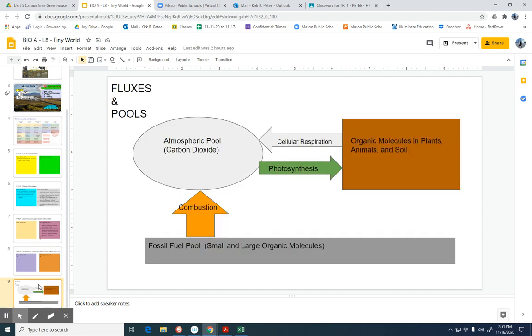First thing we discussed was what fluxes are and what pools are. And then we went into our Google Class. It is really important that we understand that cellular respiration puts carbon dioxide back into the atmosphere. Photosynthesis takes it out and puts it in organic materials. And we're releasing large amounts of CO2 via the fossil fuel pool by burning and combusting things.